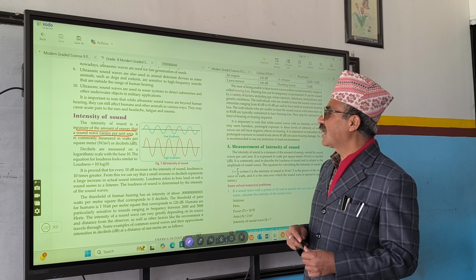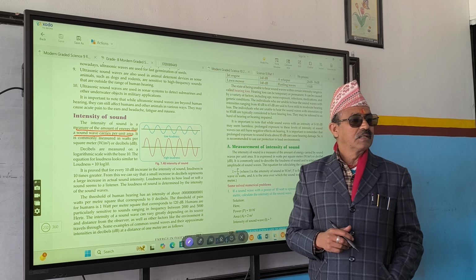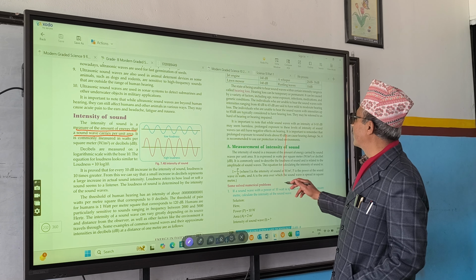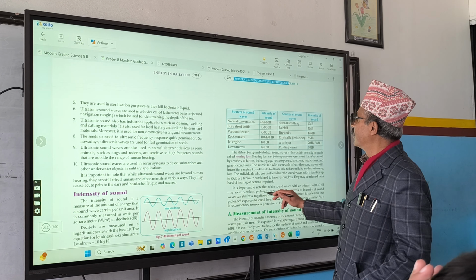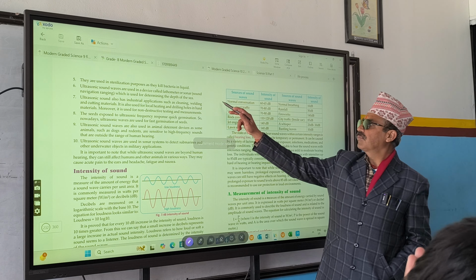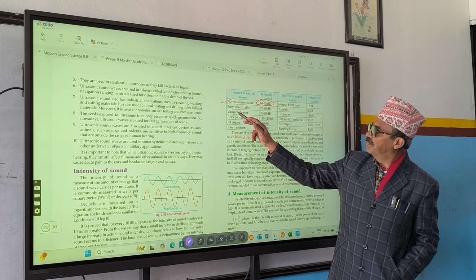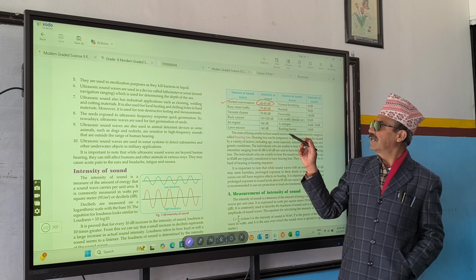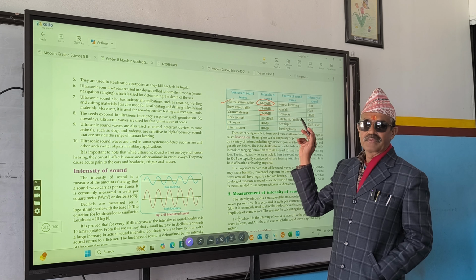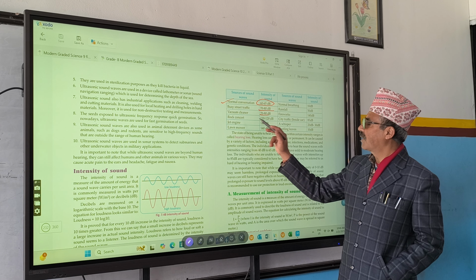So, intensity of sound is measured in decibel, dB. Here is given the intensity of some sounds. Normal conversation goes up to 60 to 65. Busy street traffic, 70 to 80 dB. Vacuum cleaners, 70 to 80 decibel.